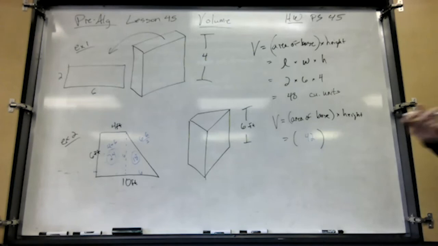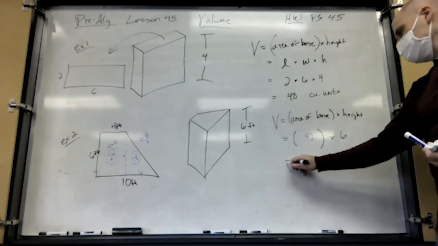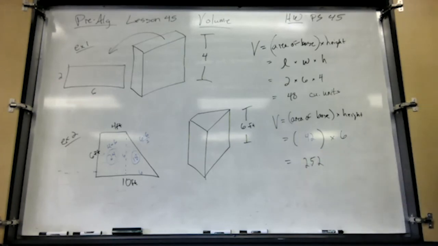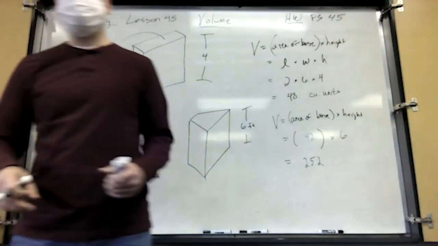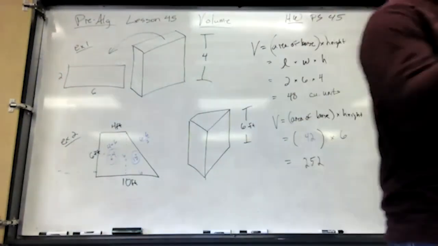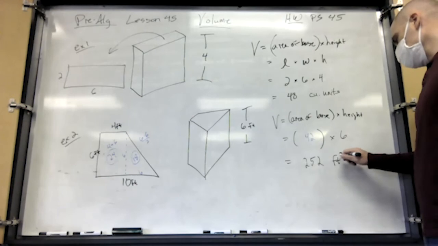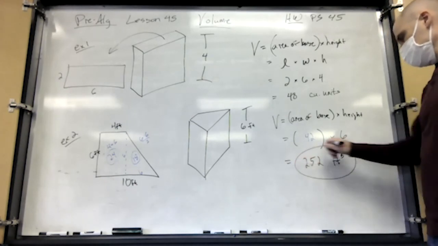Multiply 42 by 6. Okay, so this is 6 feet. So 42 times 6 is going to be 252. And what's my unit? Feet. It's not feet. Look at this. It's cubic feet. Good job, Xavier. So you can put a little feet with a 3 exponent there. Cubic feet.